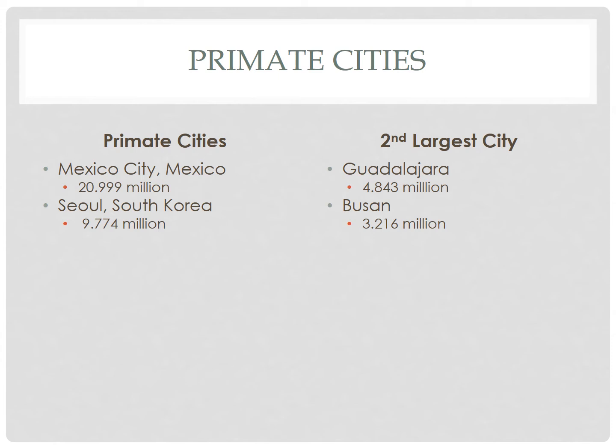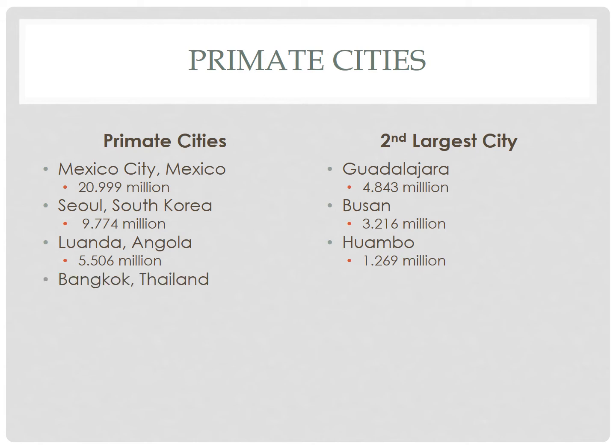So as we're doing this, one, come up with another example that's not on this list. And you guys already have the list in front of you. But also calculate where that city would be based on the rank size rule. Next one is Luanda in Angola, with a population of about 5.5 million people. The second largest city is Huambo, with a population of 1.2 million. So if we said 5 million to 1 million, that's 1/5 the size.